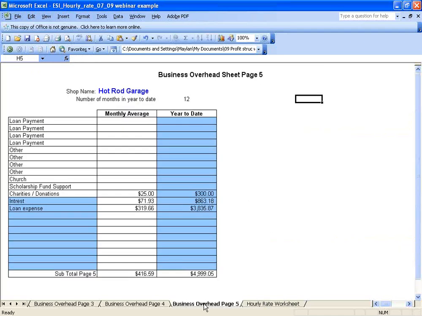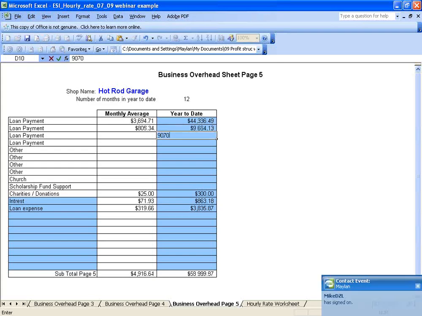So let's go back to page 5, and let's add in his debt load. He has several payments that he makes on a monthly basis.